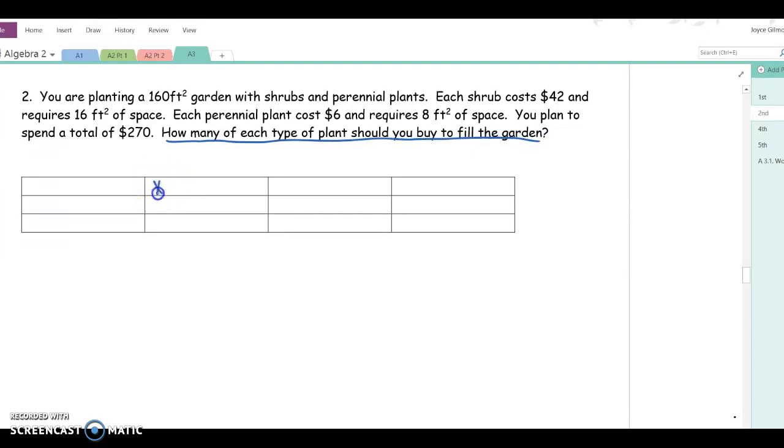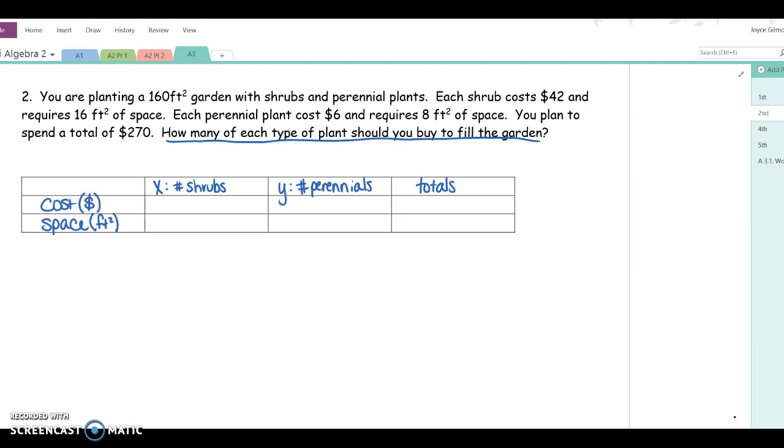That means that X is going to be one type of plant, and Y is going to be the other type of plant. So, X should probably be number of shrubs, and Y should be number of perennials. And I see some information about totals. I'm going to start by putting that in the table. I want to see if you can figure out where everything else goes in this table to write our equations. So take a couple minutes, try this out.